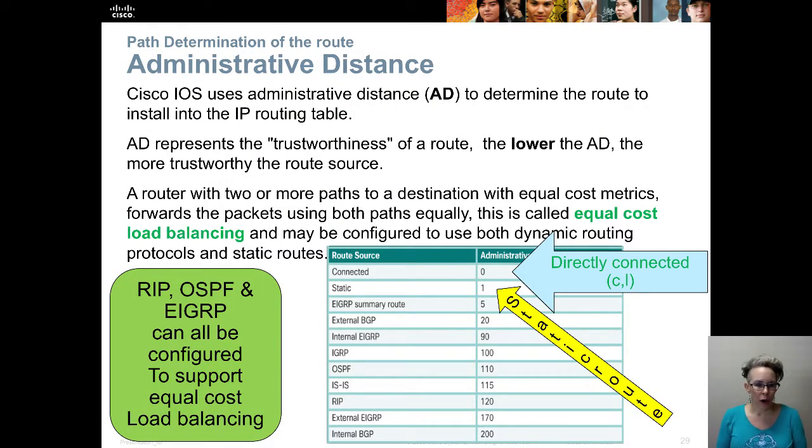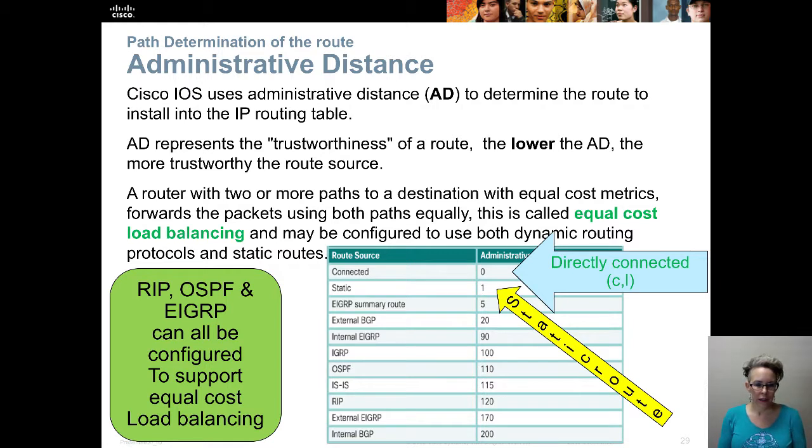Each routing protocol and each route within the table has an administrative distance. The administrative distance is basically a measurement of the trustworthiness of that route. And in this case, the lower the administrative distance, the better. Okay? So if the router has 2 or more paths to the same destination with equal cost metrics, then it will do equal cost load balancing, right?